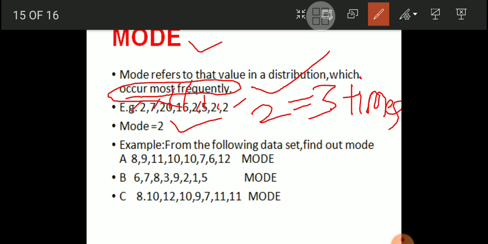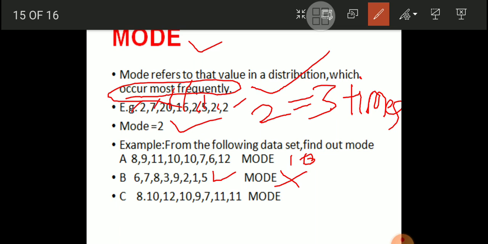Now see another example. Here in A we have 8, 9, 11, 10, 10, 7, 6 and 12. So 10 occurs twice. That's why the mode is 10. Now the next set: 6, 7, 8, 3, 9, 2, 1, 5. Here we cannot find a single value which occurs frequently. So there is no mode.